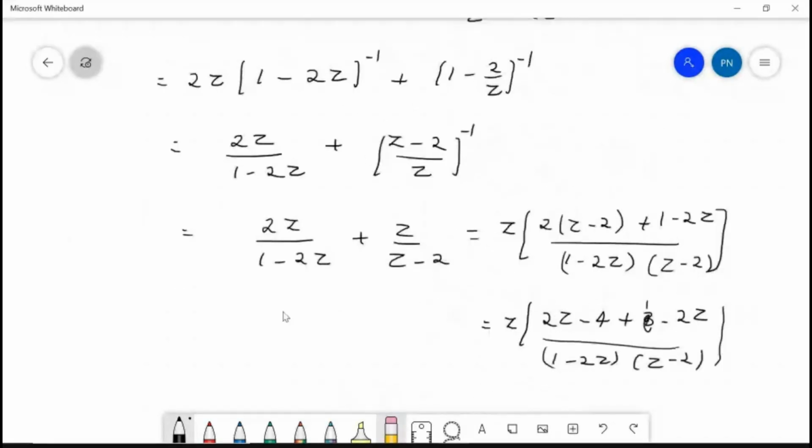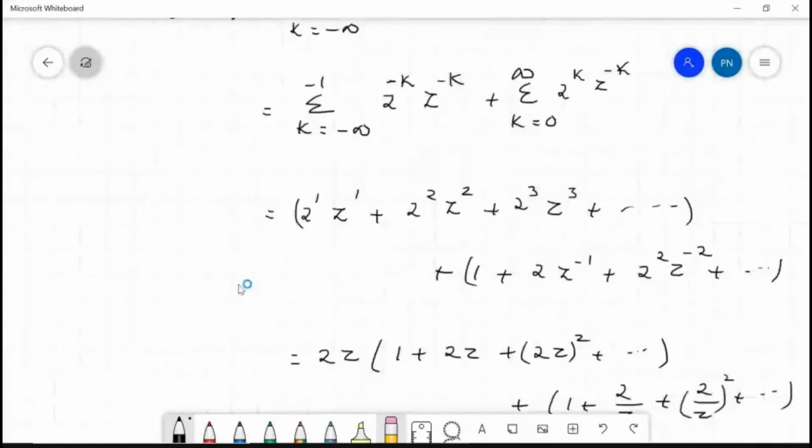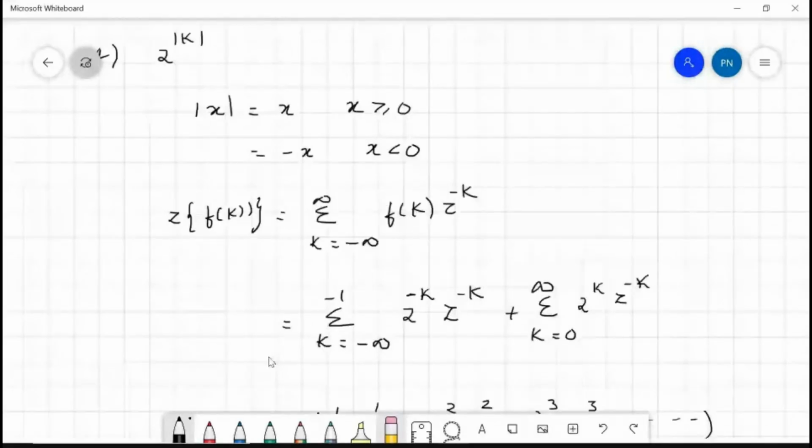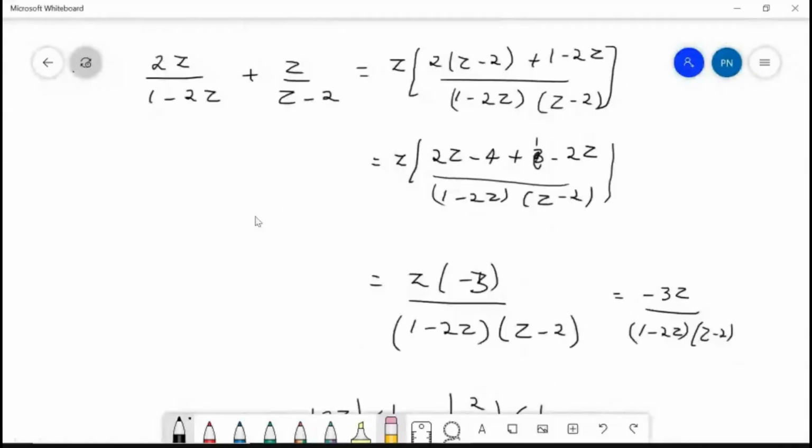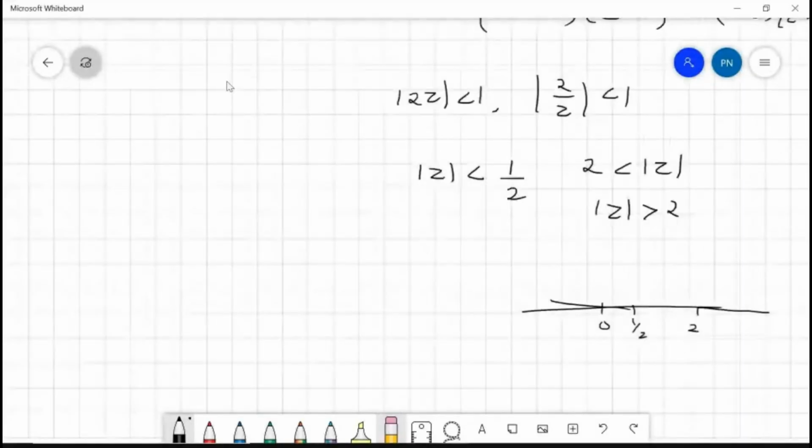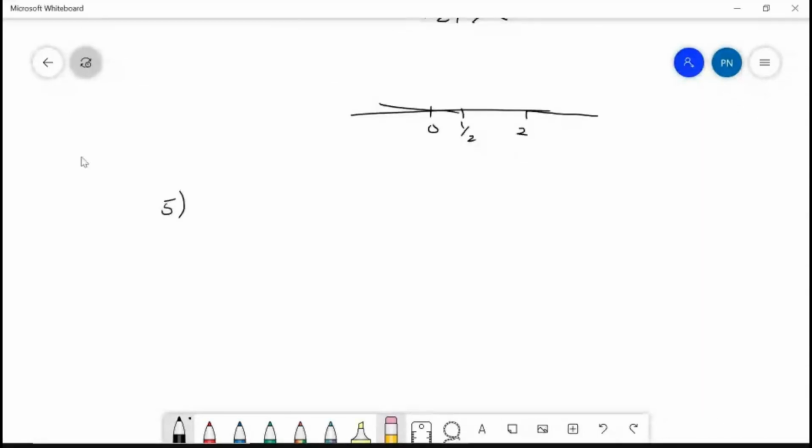Is this fourth problem? I think. You can try one problem. 1/3 whole raised to k, for k greater than or equal to 0. Try this, use the formula for z of f of k, replace f of k by 1/3 raised to k.